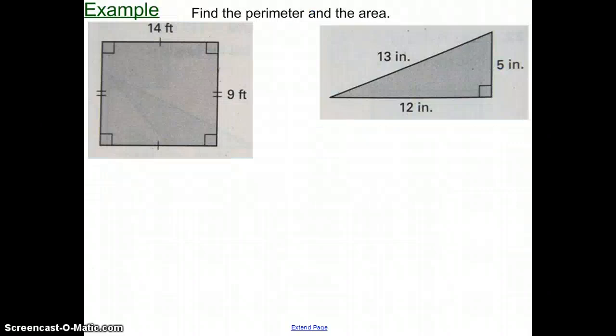Let's do a couple of problems. These are pretty basic ones. Perimeter and area. So looking at this picture on the left, it's a rectangle. So the perimeter, you're just adding up all the sides.